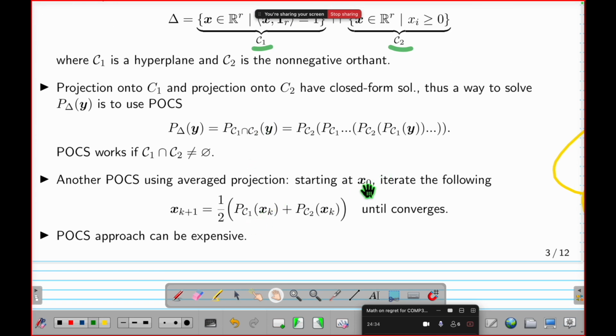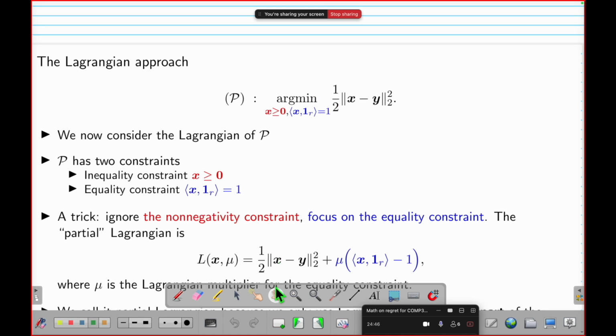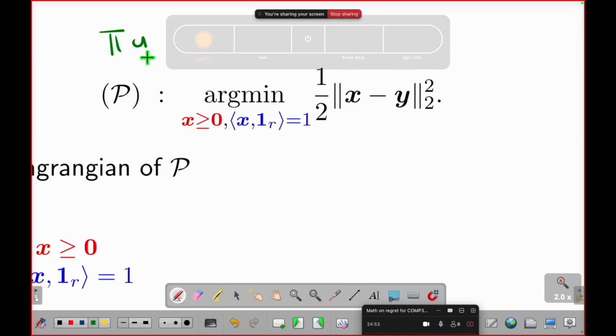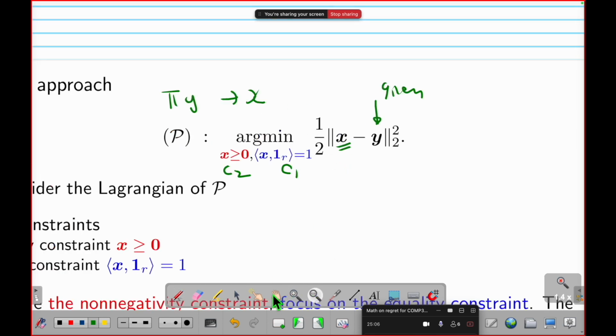If you do this until it converges, it's expensive. So projection is never a simple problem. Don't underestimate it. So how do we project then? Now I have this problem again. I have a y, so I have to project y to x. So y is the fixed point given. Now I write everything as an optimization problem. So x is my variable. This is C1, this is C2. Now I have to solve it.